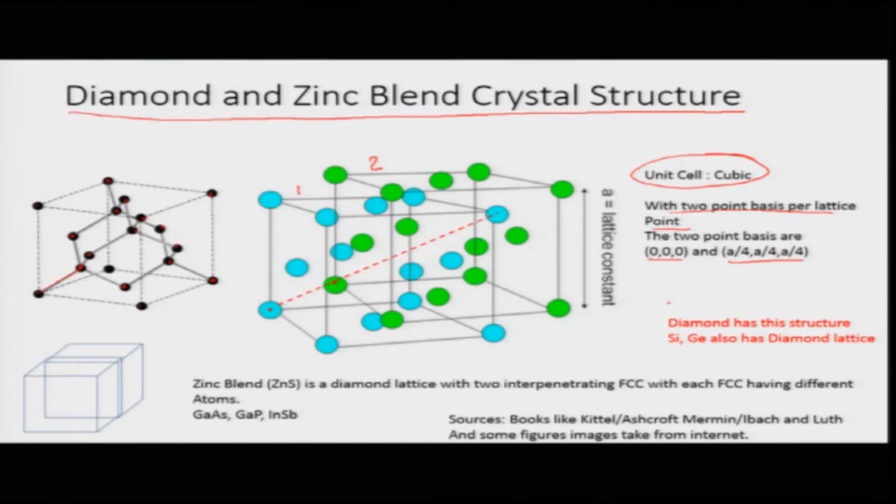And the diamond lattice is seen for silicon and germanium. These are very important semiconductors. Apart from diamond, from which the name diamond lattice structure comes, silicon and germanium also have this diamond lattice structure, which is 2 interpenetrating FCC lattices displaced along the body diagonal.